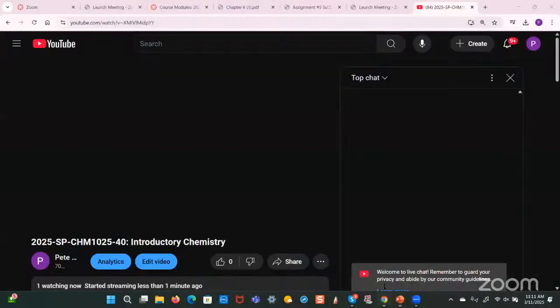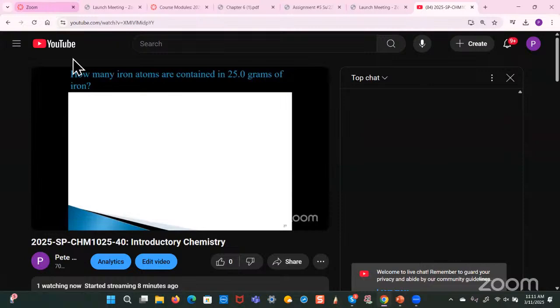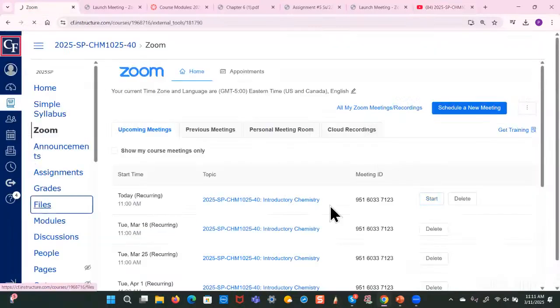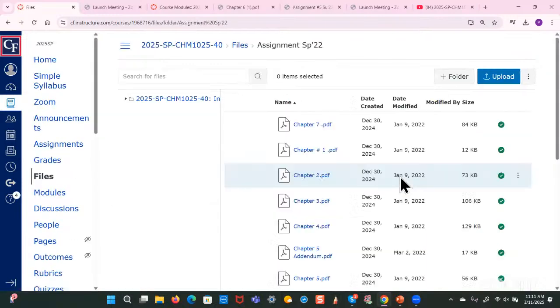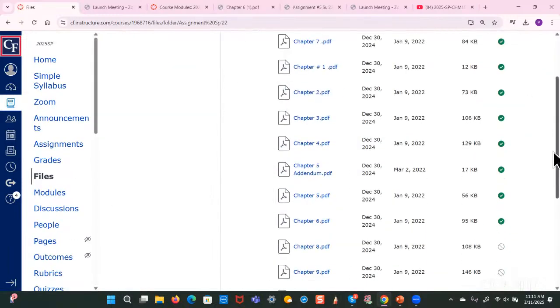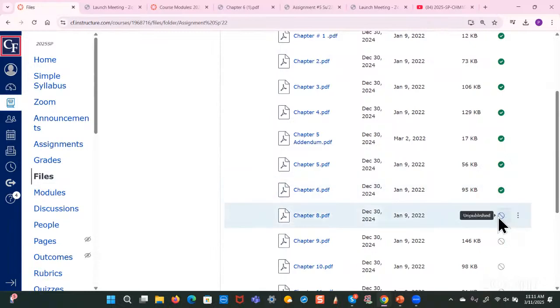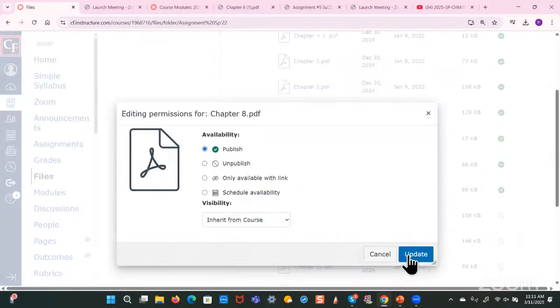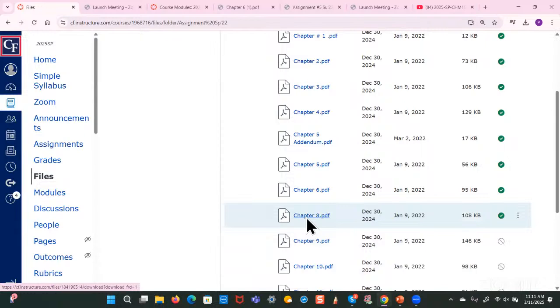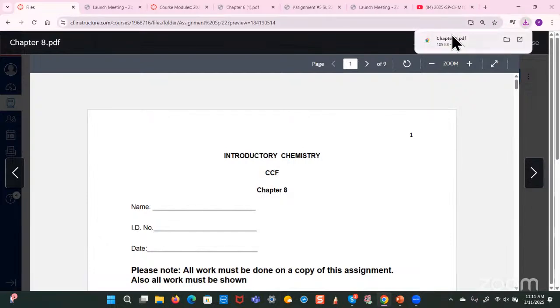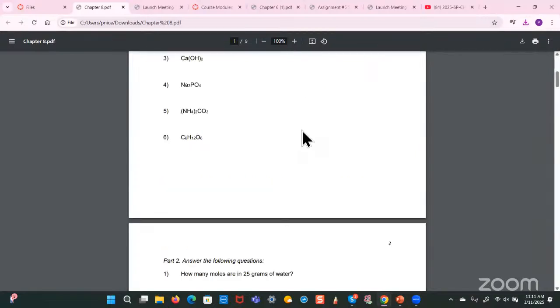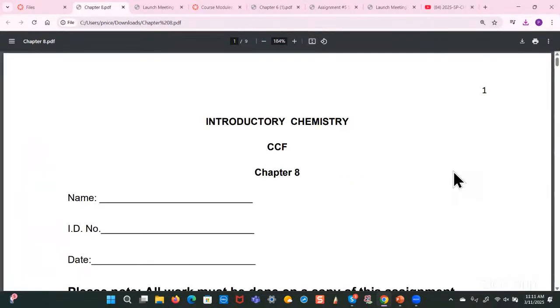So let me go here. Okay, so assignment 8 is now published. Let me just open that up. And basically what question 1 in assignment 8 is asking you to do is to calculate the molar masses of the different substances. So I'm going to help you out with the first one, and you should be able to do the others based on that.